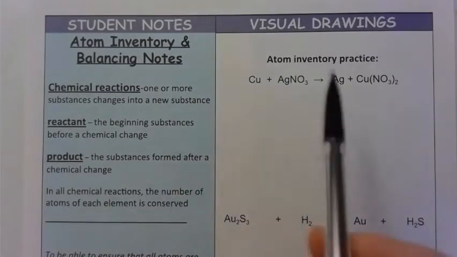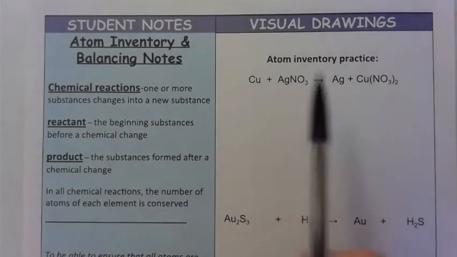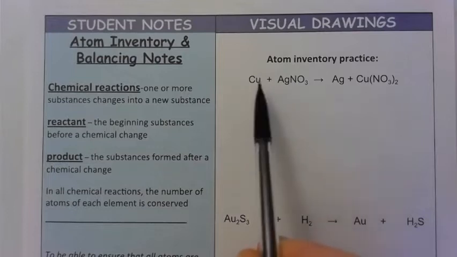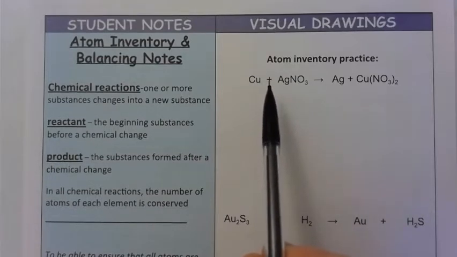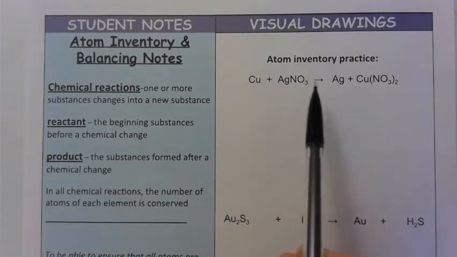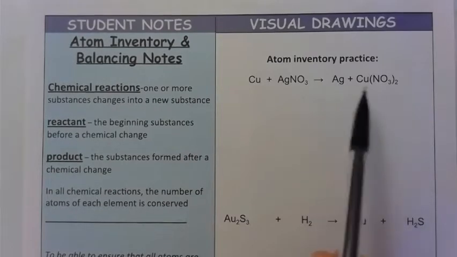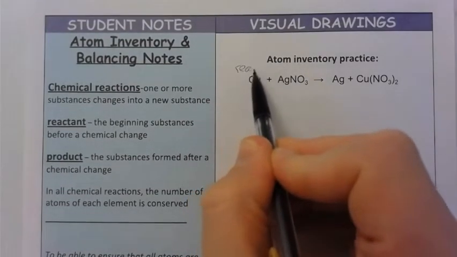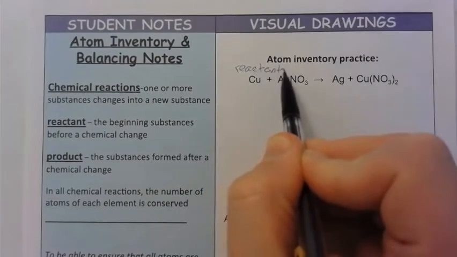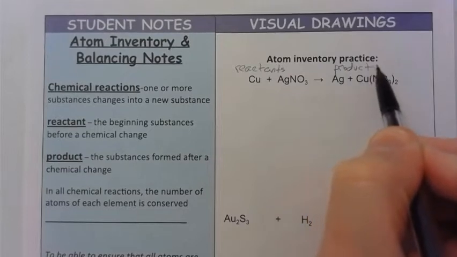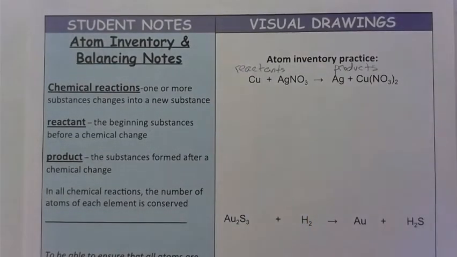And so on the right here, we see an example of a chemical reaction, and the materials that we have to the left side of the arrow are our reactants. These are the things that we're going to combine together, just like an addition. Copper plus silver nitrate are going to combine together, and then this arrow is what we call the reaction arrow. And then on the right side of that arrow are the products of that chemical reaction. So we have reactants on the left and products on the right. And that's pretty standard practice.